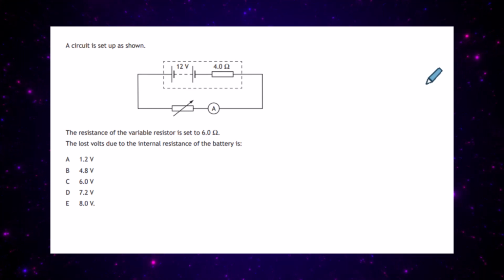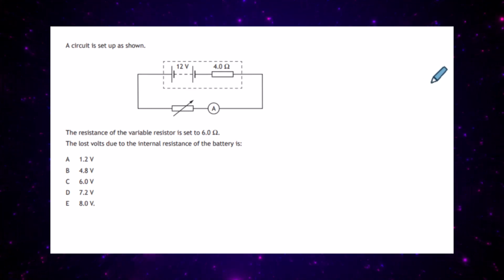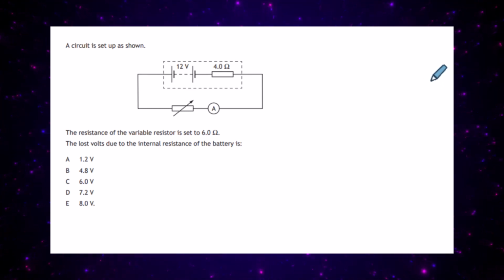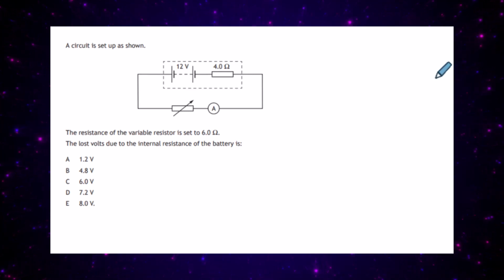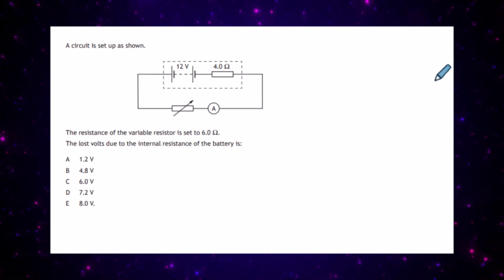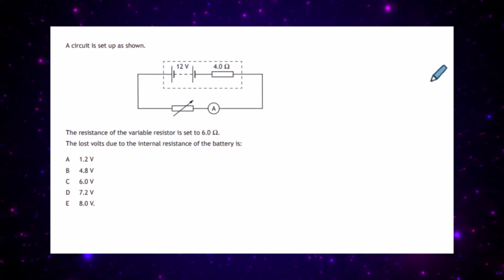A circuit is set up as shown. The resistance of the variable resistor is set at 6 ohms and the lost volts due to the internal resistance of the battery is, and you're given your 5 choices. Now we must know what that circuit means.